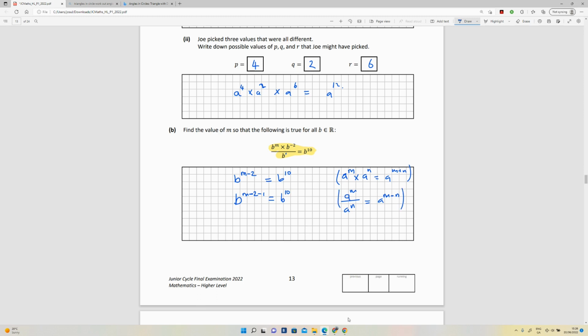Okay, so because the bases are the same, they're both B, I can take the index itself is equal to 10. So that's M minus 3 is equal to 10. Isolating for M, it's going to be 10 plus 3. So M is equal to 13.